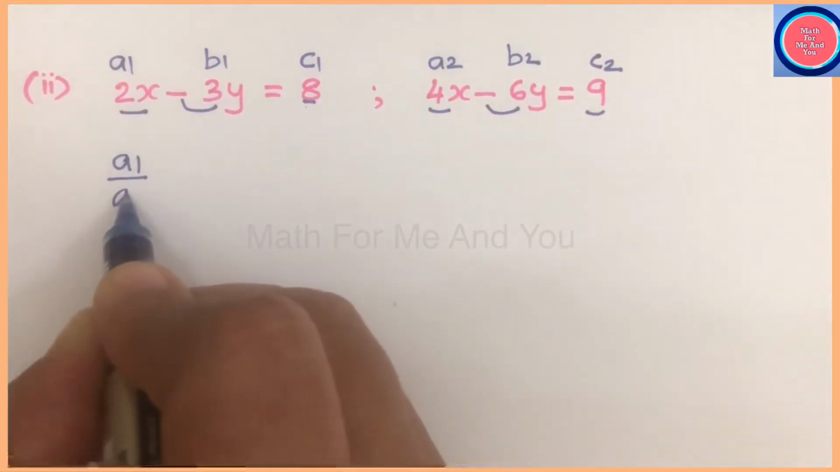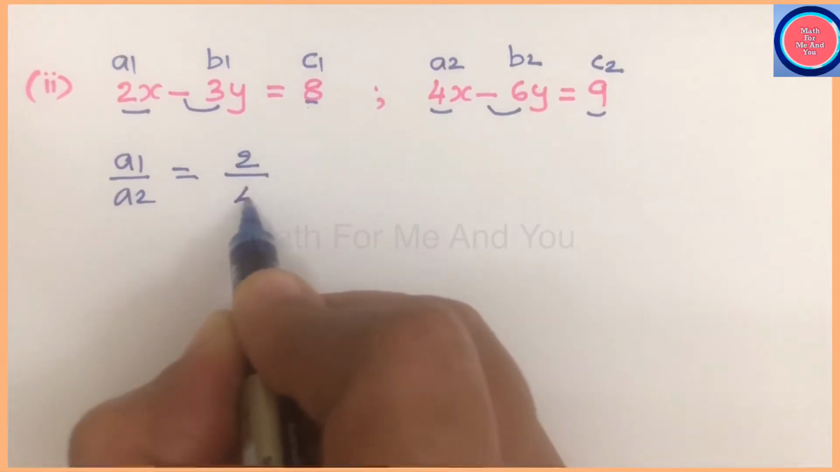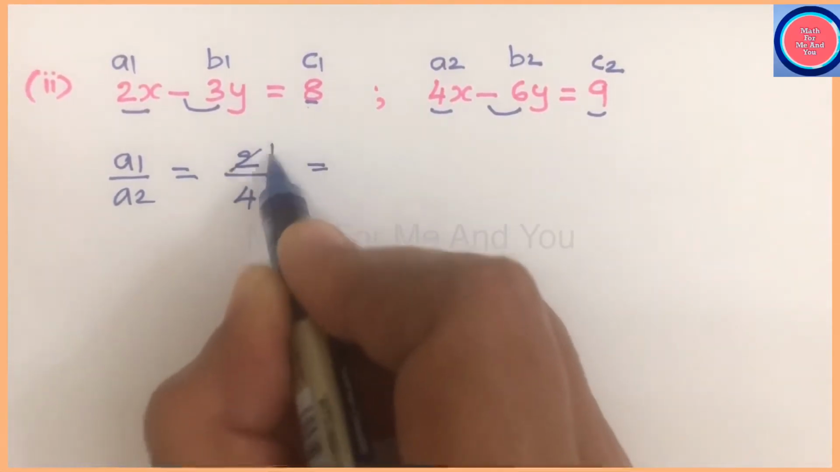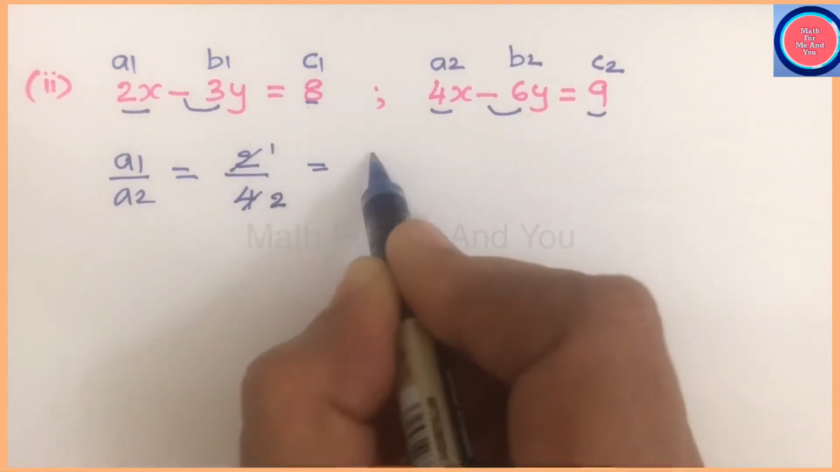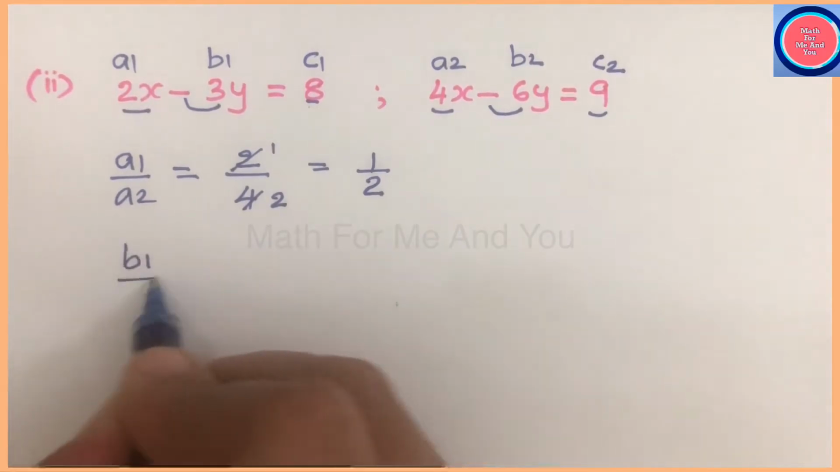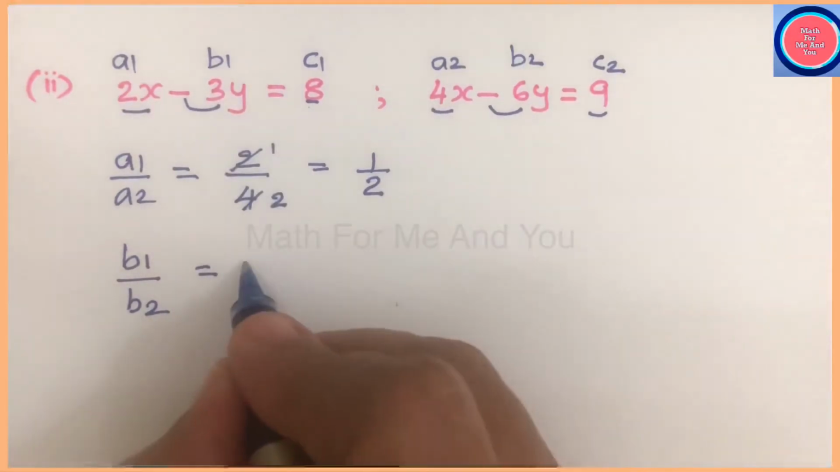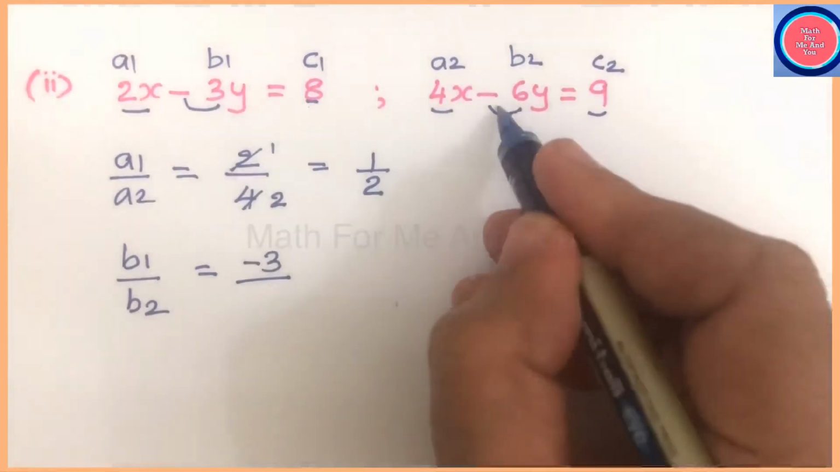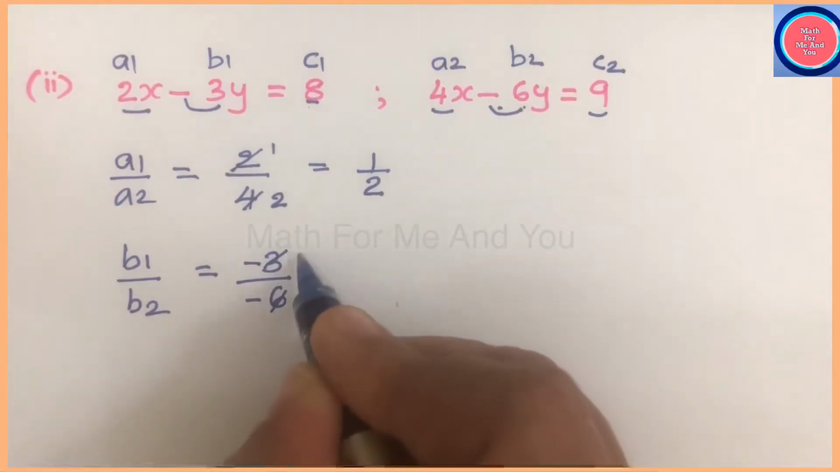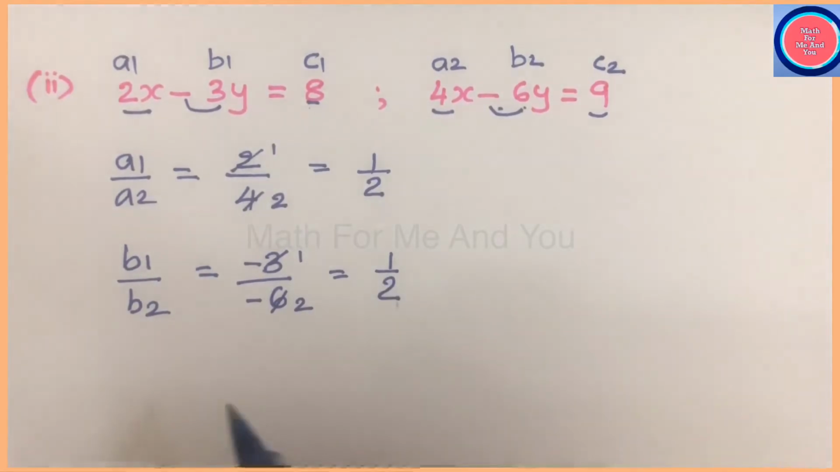We will start with a1 by a2. What is that? It is 2 by 4. 2 and 4, we can cancel the common number 2. Then we get 1 by 2. Next, the value of b1 by b2. b1 is minus 3 over minus 6. Negative and negative cancel, and then 3 over 6 is 1 by 2. Here also we get the value 1 by 2.